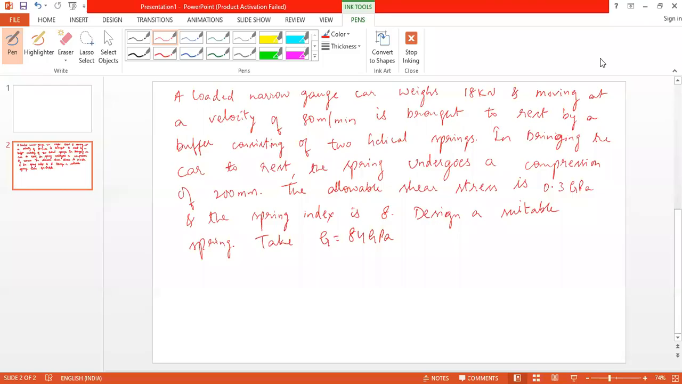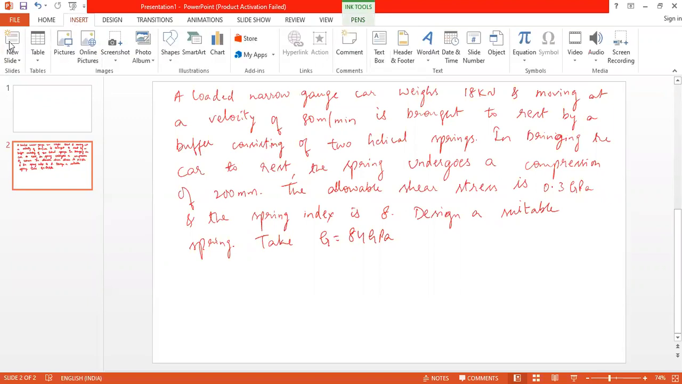A loaded narrow gauge car weighing 18 kilonewton and moving at a velocity of 18 meters per minute is brought to rest by a buffer consisting of two helical springs. In bringing the car to rest, the spring undergoes a compression of 200 mm. The allowable shear stress is 0.3 gigapascal and the spring index is 8. Design the suitable spring.